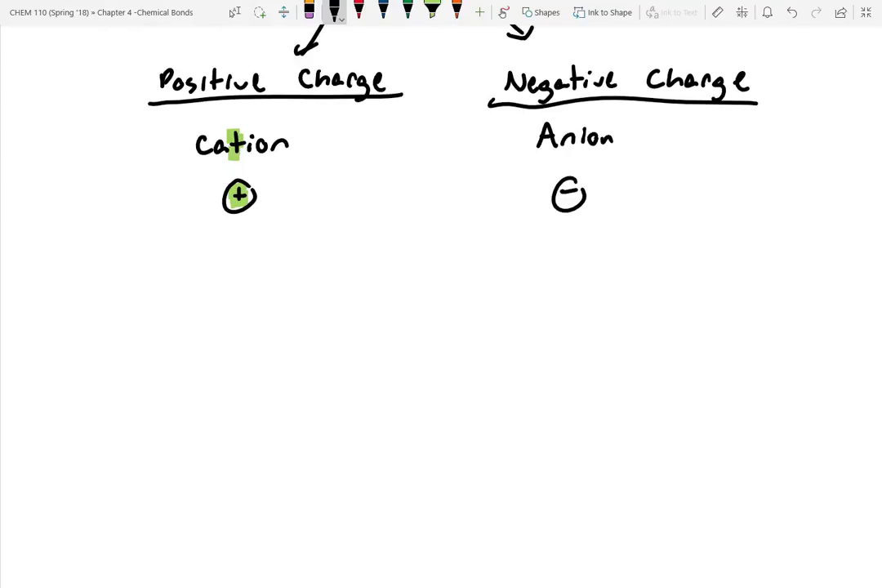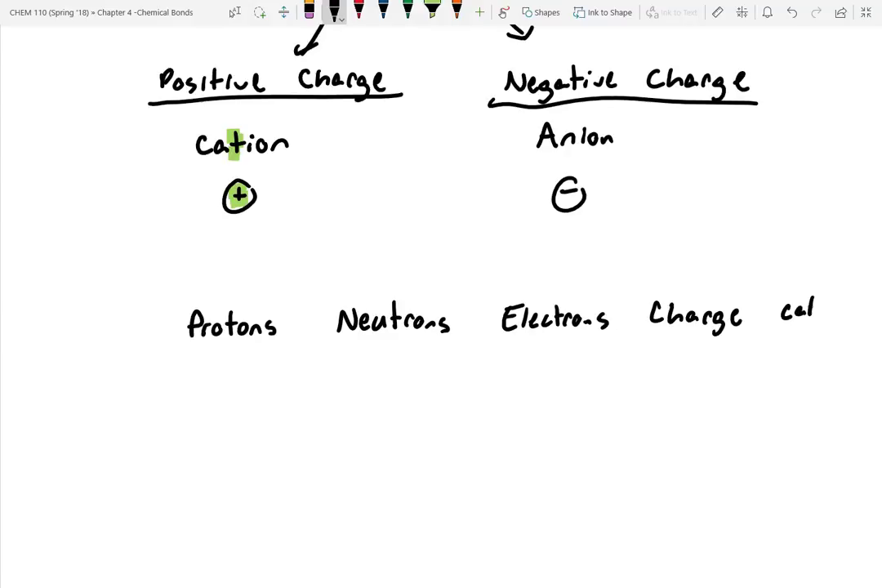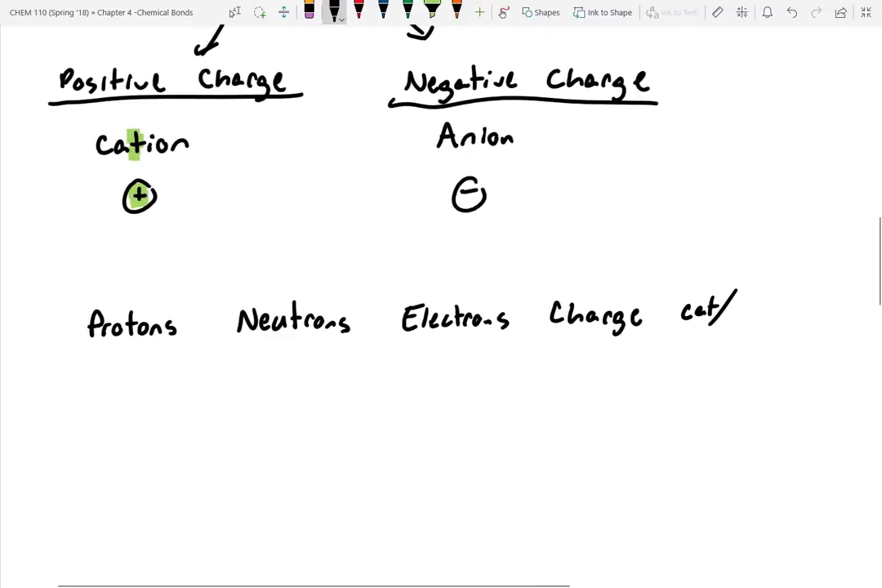All right. So let's try filling out a table again, and we're just going to do a little bit of review. We'll do protons, neutrons, electrons, charge, and then I'll do cation or anion over here.